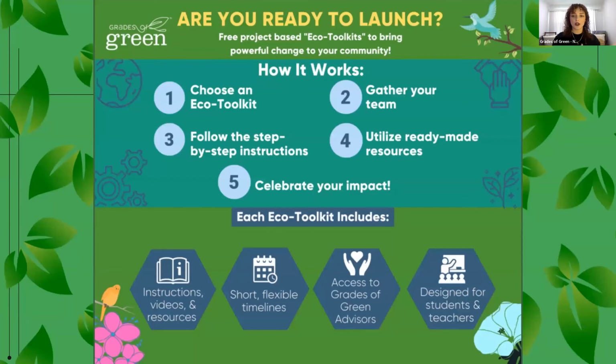So our Launch Toolkit program is our Eco Toolkit featuring project-based lessons for K-12 students and educators. First, students or the educator would choose an Eco Toolkit, they gather their team, then they follow our step-by-step instructions, use our readily made resources, and then celebrate their impact. Each toolkit houses the instructions, the videos, and the resources on the specific environmental subject, offers flexible timelines, and a one-to-one Grades of Green advisor available to answer your questions via email or meet with you if you run into those hurdles, as I mentioned.